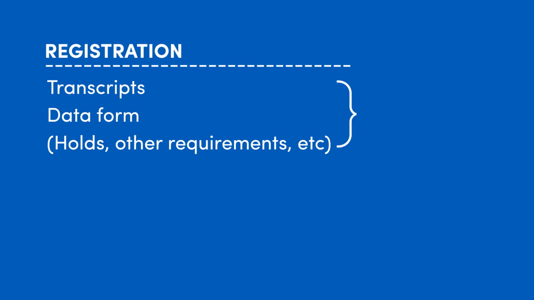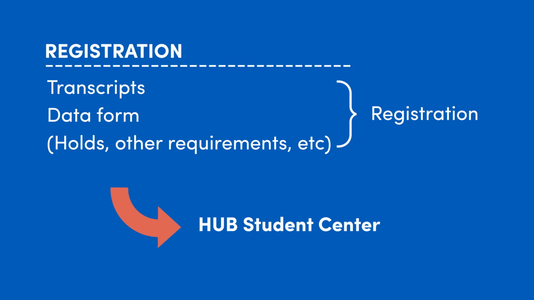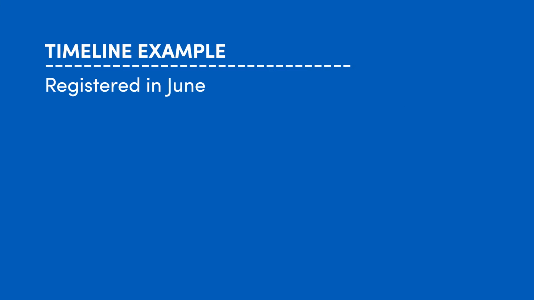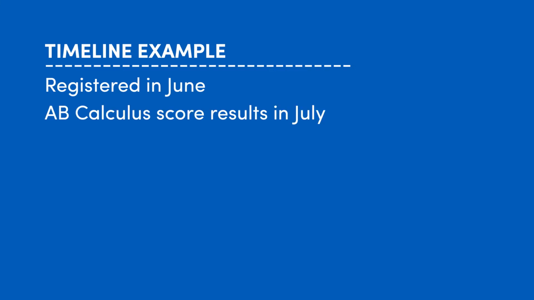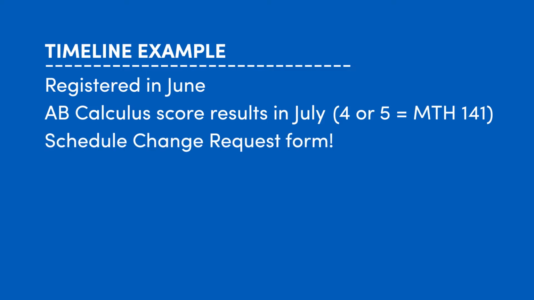As far as registration, based on your high school transcripts and completing the data form, an academic advisor will register you into classes. You can view your schedule in the Hub Student Center. As far as a timeline, let's say we register you in June. Let's say you've taken AB Calculus and not receiving your score until July. That class is equivalent to Calculus 1. If you get your score in July and receive a 4 or 5 and wish to be placed into Calculus 2, you can update us via an online form called the Schedule Change Request Form.